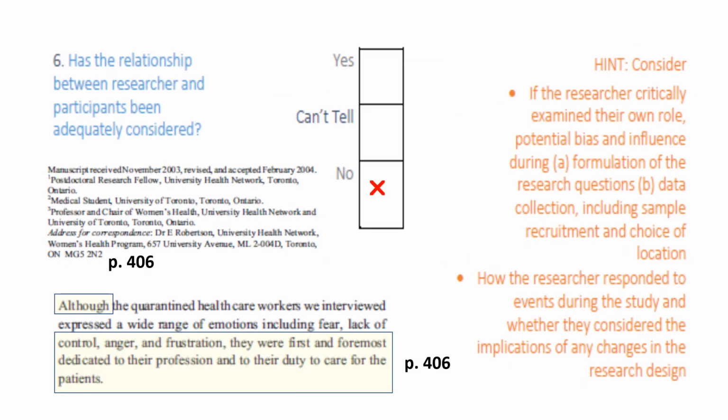Question 6 is the question that is, in my experience, most poorly fulfilled by qualitative studies from the CASP checklist. It asks whether the authors have considered the relationship between the person collecting the data and the people being studied.